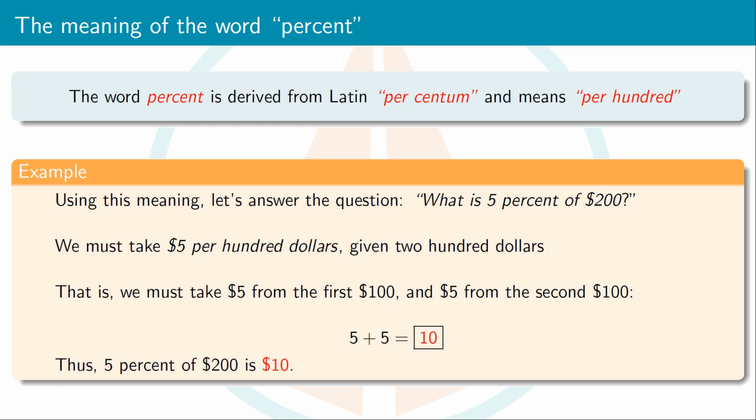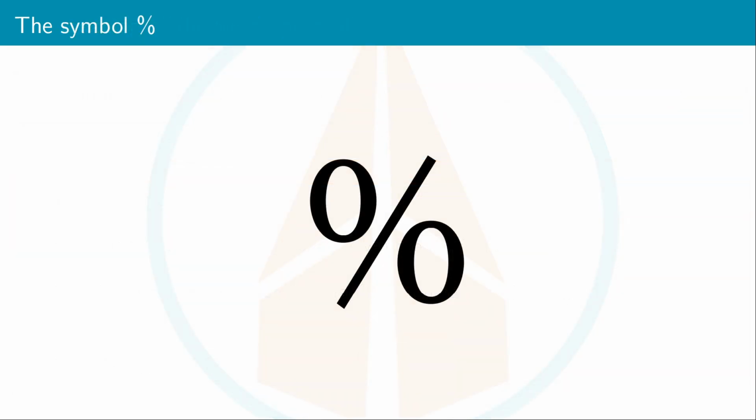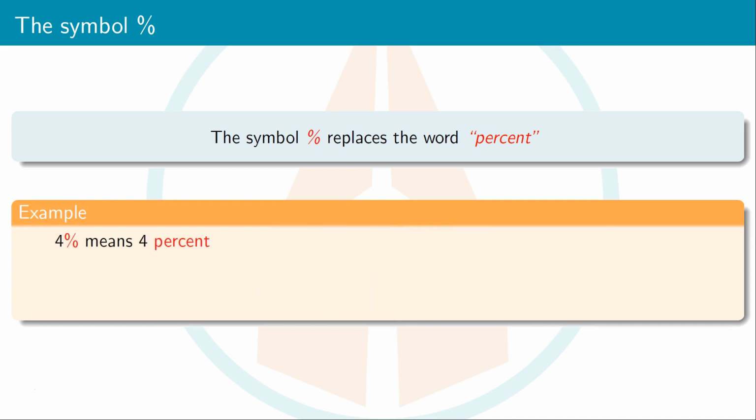As you can see, in this problem we did not use any complicated mathematics except adding numbers. To find percent of a number, we simply used what percent means. Now let's talk a little about the symbol percent. The symbol percent replaces the word percent. For example, 4% means 4 per 100. There is nothing much more to say about the symbol percent, except that it is important to watch out for the symbol. If you see the symbol in a problem, keep in mind that you have the quantity per 100.